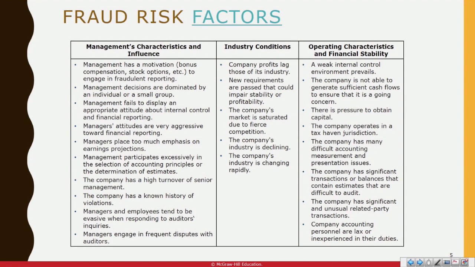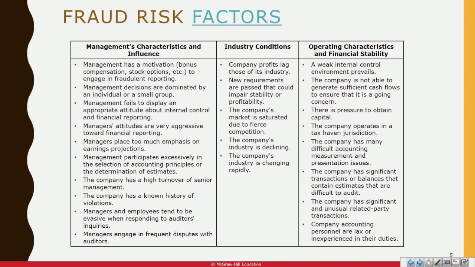So, the auditor has to use their intuition and their judgment to determine that. Managers engage in frequent disputes with auditors. In other words, they don't ever want to book anything, or when the auditor comes to them about their concerns about estimates or about how things are being reported, they're always fighting with auditors. Again, that is a risk factor. Are they trying to, or more likely to, intentionally misreport? So those are management characteristics in industry considered conditions that auditors should consider.